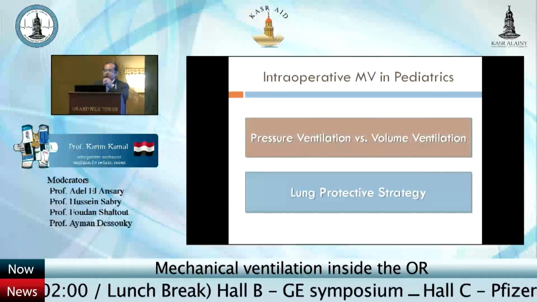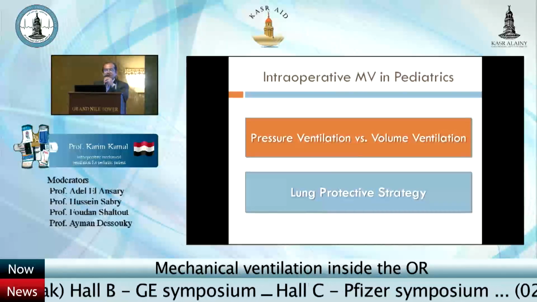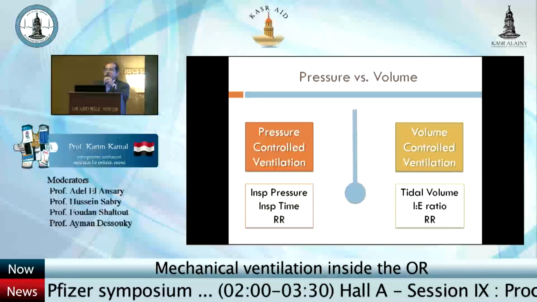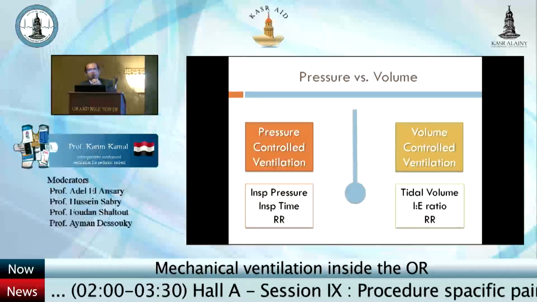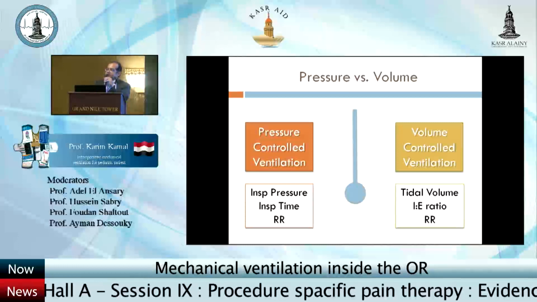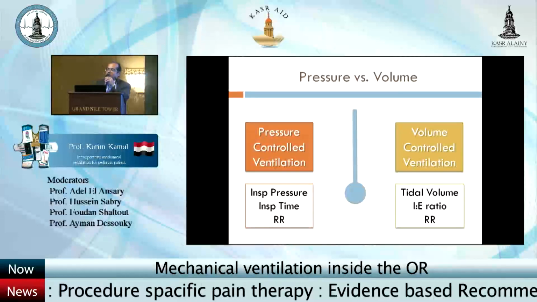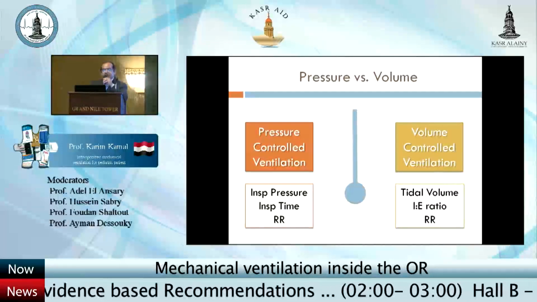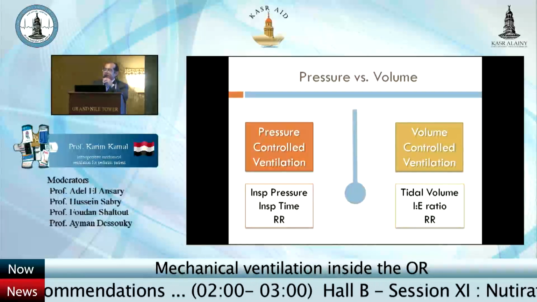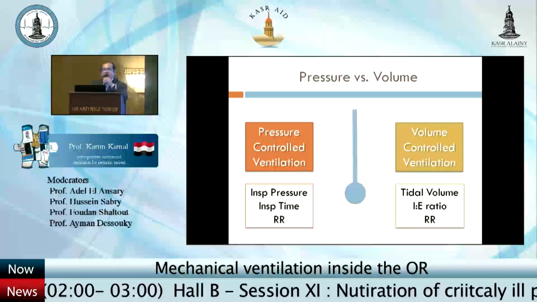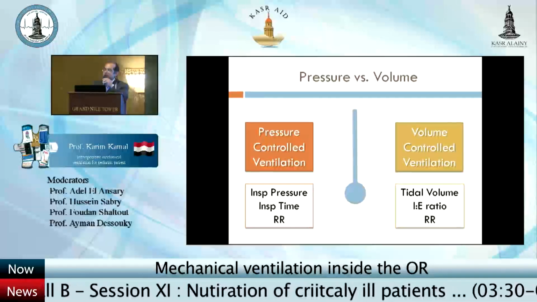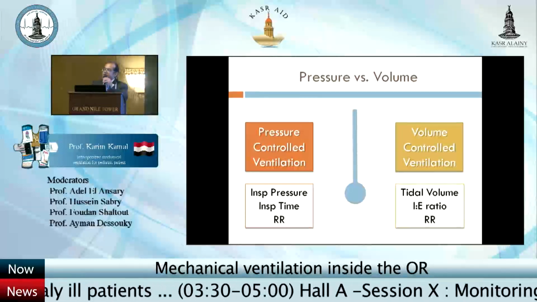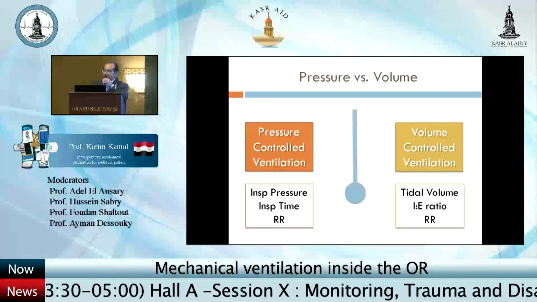We'll first start with pressure ventilation versus volume ventilation. When you anesthetize a child, most probably the anesthesia machine you will use will have these two distinct ventilatory modes. You will have pressure-controlled ventilation, which is a mode in which you adjust the inspiratory pressure, inspiratory time and the respiratory rate. You do not set a tidal volume, and the tidal volume is determined by the amount of pressure you use as well as the lung and chest wall compliance.